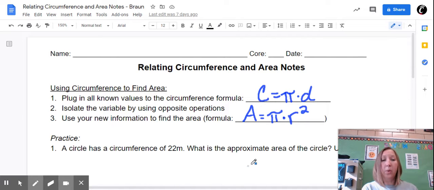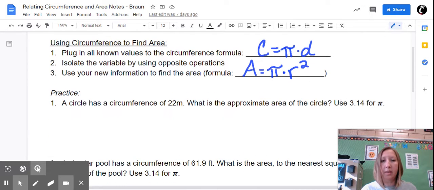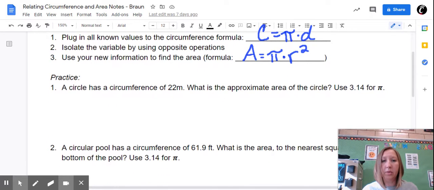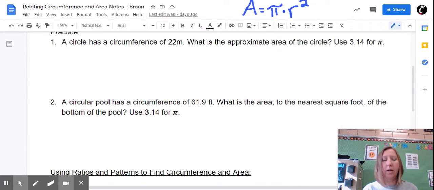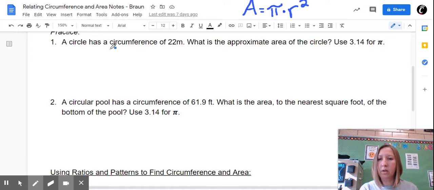All right, so we're going to do some practice together. And we're going to figure out how we can use what we know about circumference to help us find area. So first, we have the following problem. It says a circle has a circumference of 22 meters. We want to know the approximate area, so we're probably going to do a little rounding here. And we want to use 3.14 for pi.